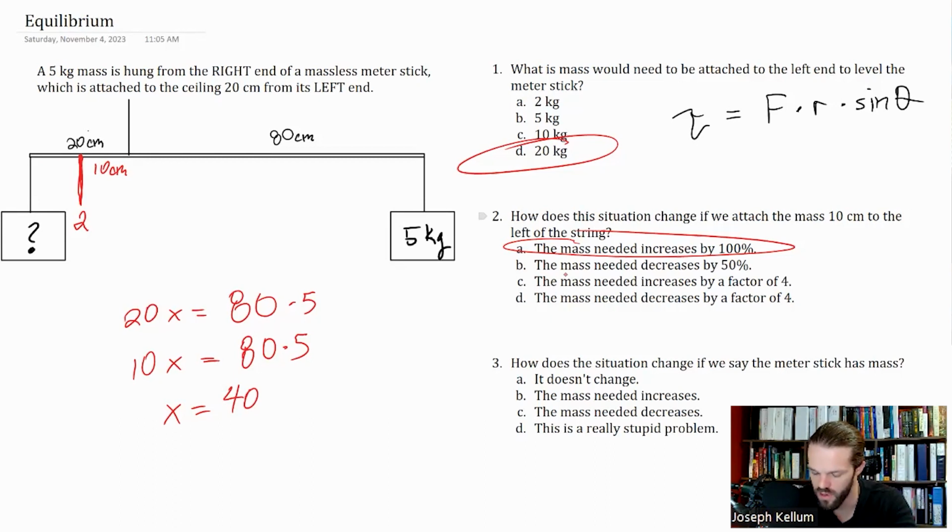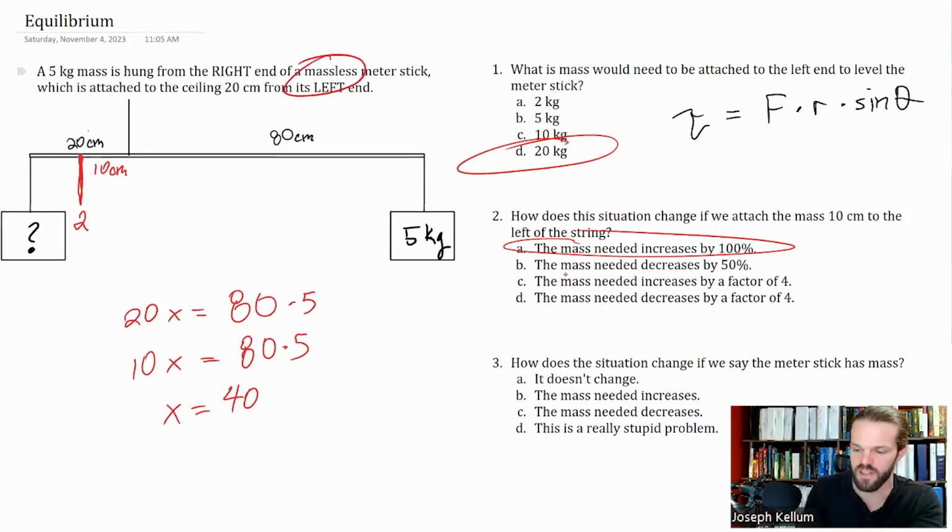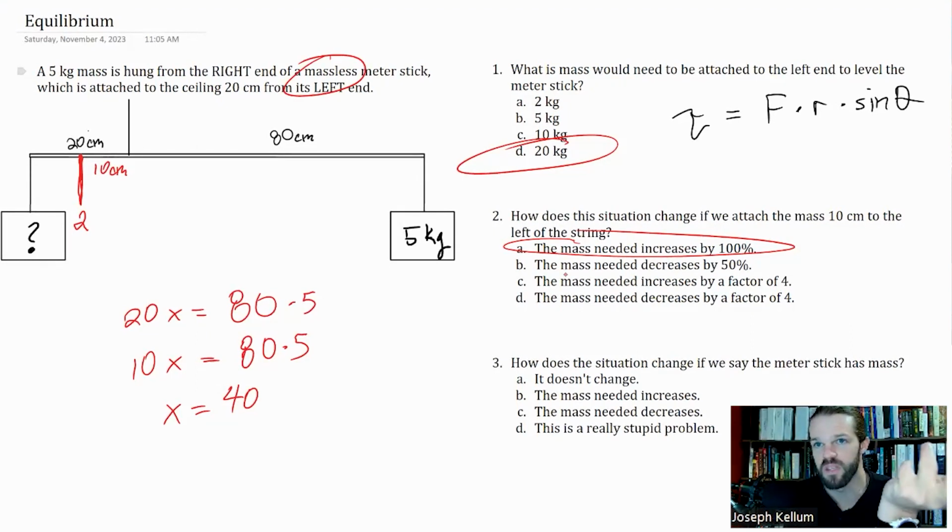Okay, so next one here says, how does the situation change if we say the meter stick has mass? Notice here in this question it said massless meter stick, so it specifically noted that the meter stick had no mass at all. How does that change? Or does it? Does it matter? Hint, if they tell you, it probably matters. If they go out of their way to print that.